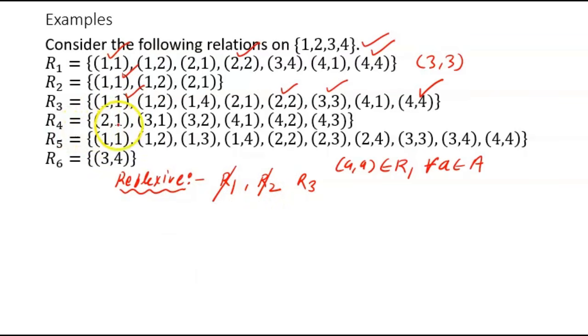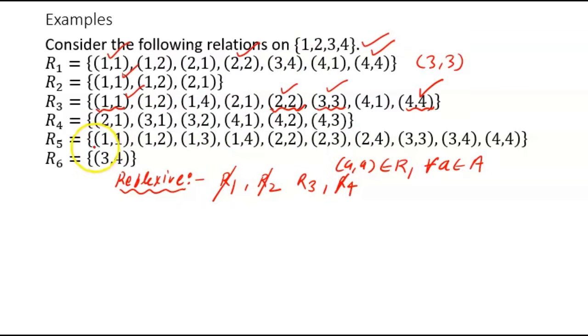So in R4, (1,1) is not there, nor (2,2), (3,3) or (4,4). One thing that I hope you are clear about: when I am talking about a reflexive relation, all ordered pairs of the type (a,a) should be there. Here in R3, (1,1) was present, (2,2) is also there, (3,3) is present and (4,4) is also present. If any of this combination is missing, that will not be reflexive. So clearly R4 is not reflexive.